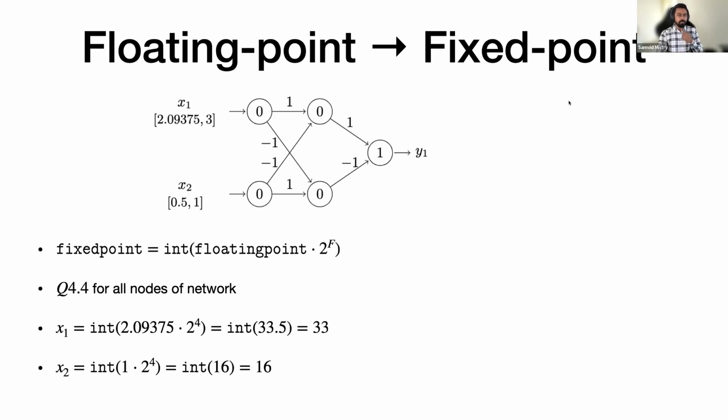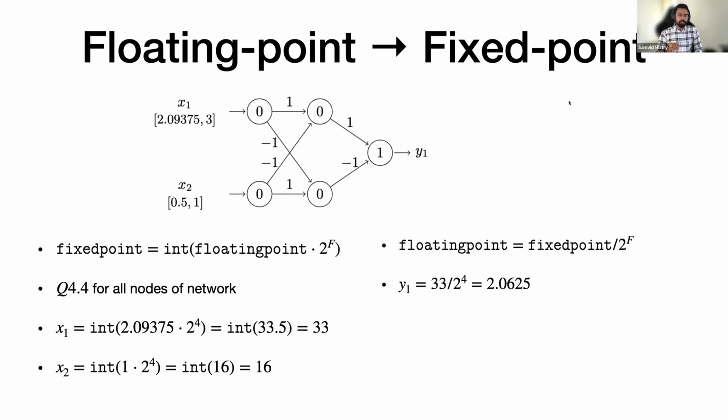Now we need to convert this y1 value, the value of 33, back to floating point. For that we are just going to divide the fixed point number by 2 to the number of fractional bits. In this case, 33 divided by 2 to the 4 is going to be 2.0625.